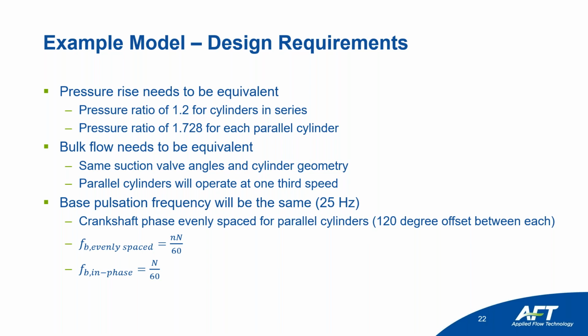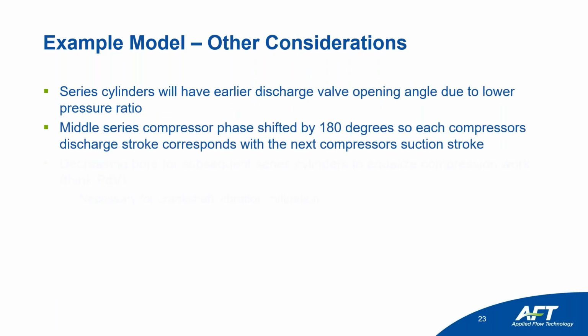So the cylinder timing will be evenly spaced. So 120-degree offset between each for the parallel, which will give it the frequency of lowercase n times capital N. And so lowercase n here is the number of heads. The capital N is the speed, so 1500 RPM over 60. And then for the series, since they're all in phase, that would just be 1500 over 60, and they both work out to be 25 Hertz.